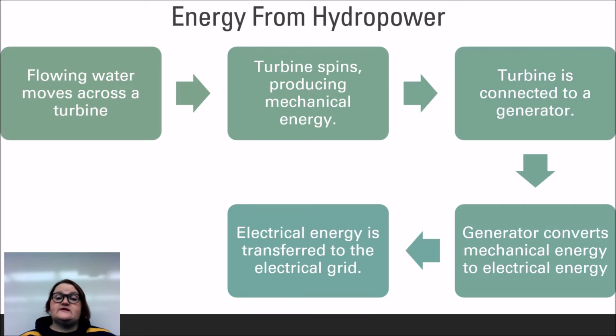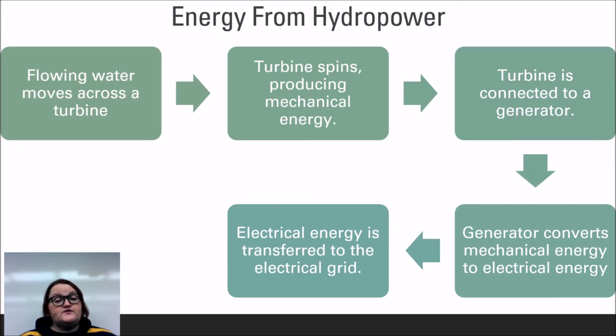Here we see the steps of producing electricity from flowing hydropower. If you look closely, you'll see that several of these steps are the same as with generating electricity from the other energy sources we've looked at so far. The difference here is that we begin with the step of the turbine.